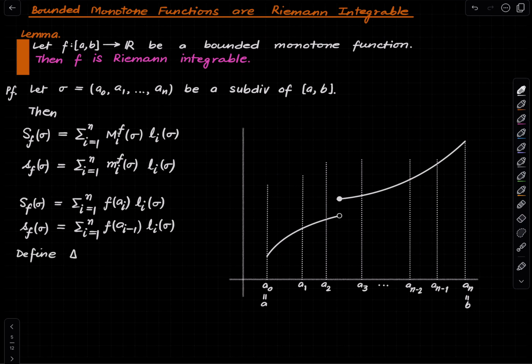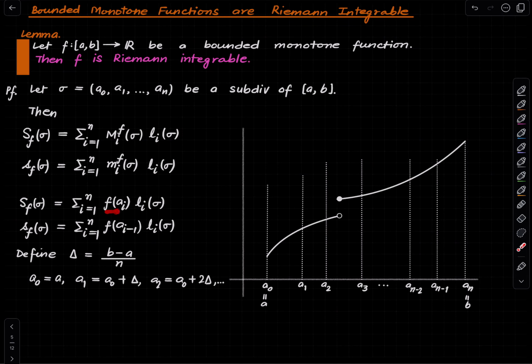delta as (b minus a) by n, and a0 is of course a, a1 is a0 plus delta, a2 is a0 plus 2 delta, and so on. So we can arrange that. We can choose this particular subdivision where these are equi-spaced. So in that case, all of these numbers are the same now. And once we take the difference, a lot of terms cancel out.